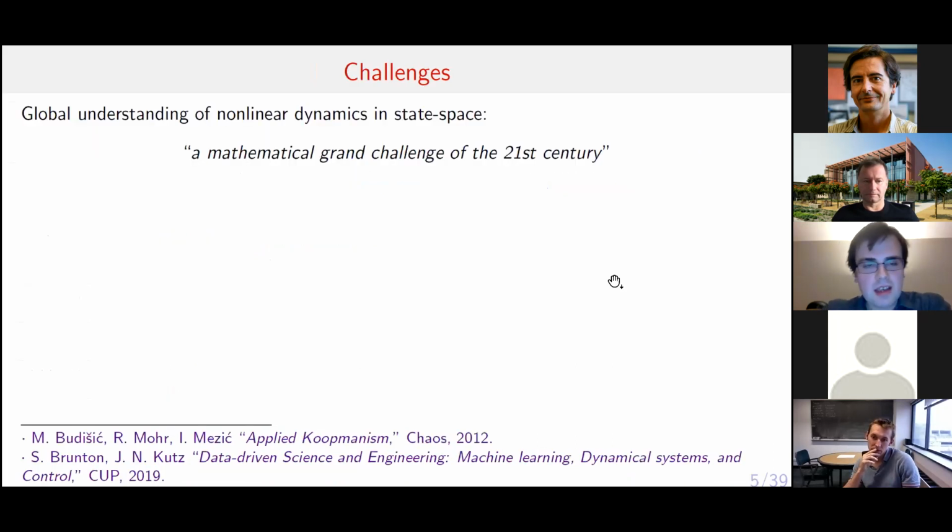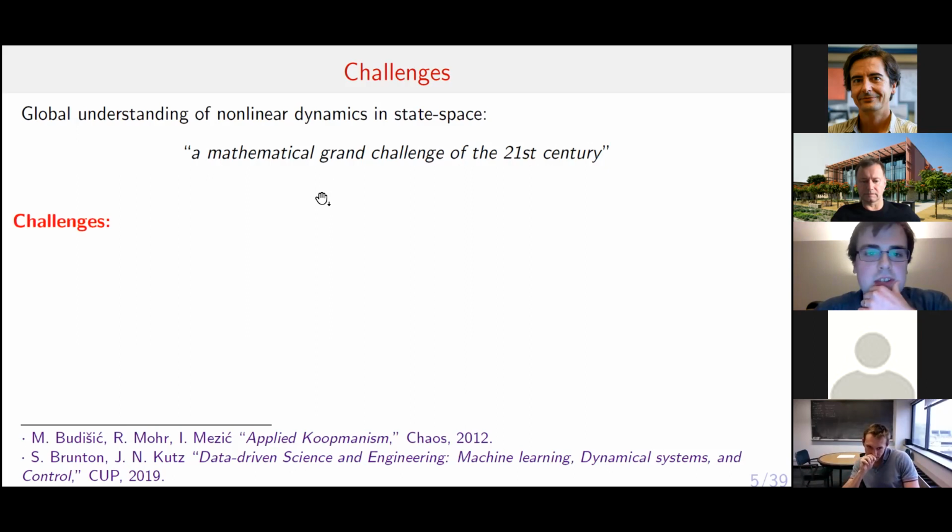But that being said, there are lots of challenges with this framework, and a lot of these challenges are to do with the fact that we live in infinite dimensions, and that's really the message of this talk, is how to overcome some of those challenges. Okay, so there's a paper here, Applied Koopmanism, and then a book of Brunton and Kutz, where they say that global understanding of nonlinear dynamics in state space is a mathematical grand challenge of the 21st century. Okay, so Koopman operators provide such an understanding because you've got a global linearization of your dynamics.